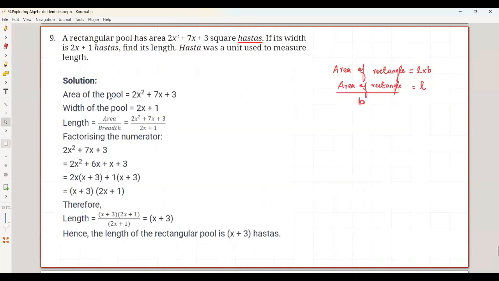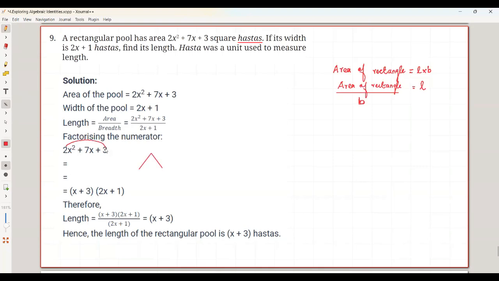Now the area of the pool is given as 2x square plus 7x plus 3, and the width of the pool is given as 2x plus 1. So the length is area by breadth. Area is given, breadth is given, so we have to simplify this. First of all, you have to find the factors of this. They are not in the form of perfect squares, so we can go only with the cap method. How will you use the cap method? The product of two numbers: I would get 2 threes are 6.